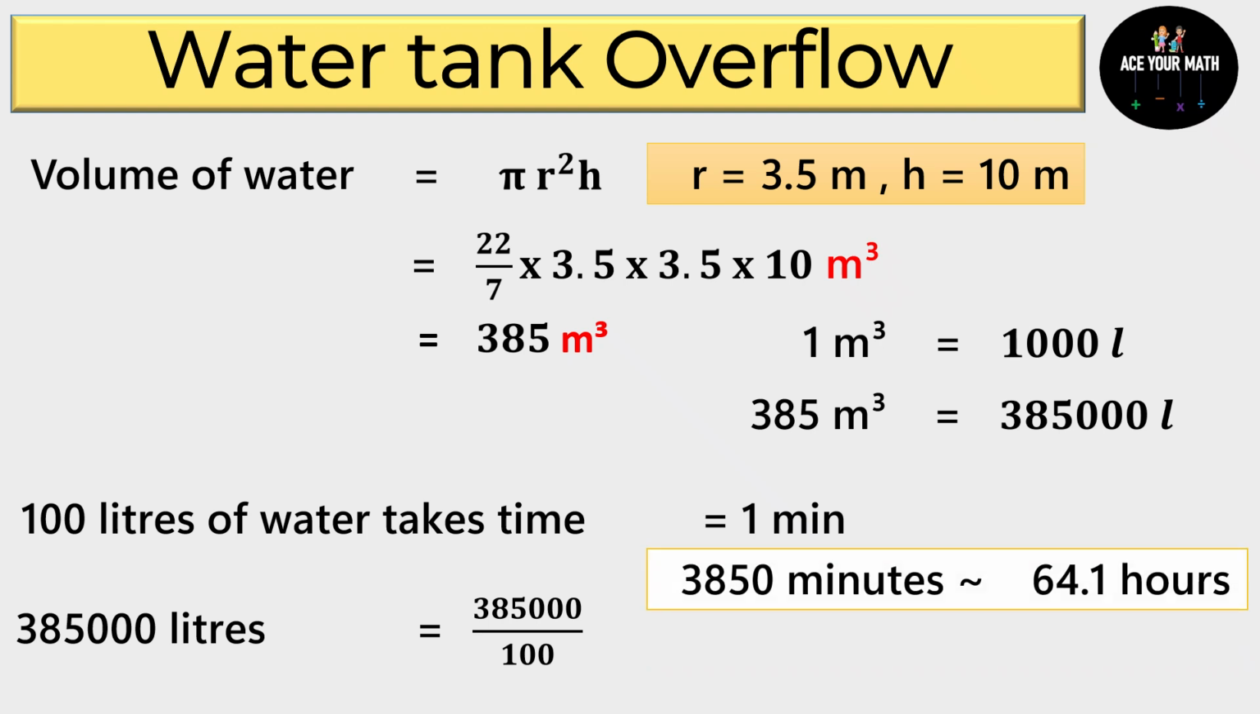See, you can't leave your answer as 3850 minutes. You convert them into hours. How do you convert minutes into hours? You will divide 3850 by 60. And when you divide it by 60, the division will not end at one point. So that is why you are taking an approximation, 64.1 hours. So how much time will it take? It will take 64.1 hours to throw out 385,000 liters of water from the tank.